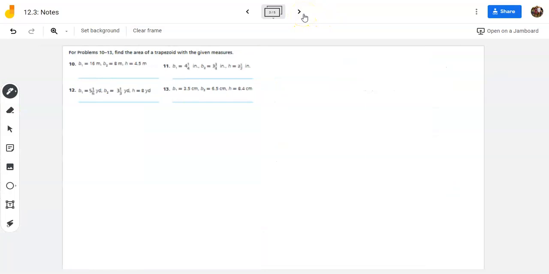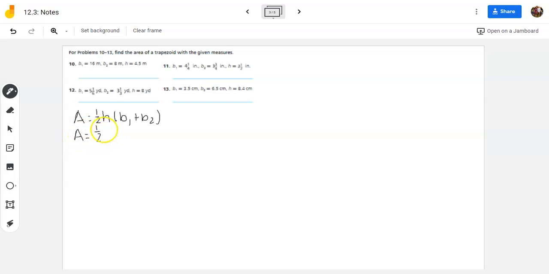Let's look at the bottom. I'm going to focus on a couple of these because I have a lot of space to show my work here. They already tell you what B1 and B2 and H equals on 10. So we have A equals 1/2 H, and then B1 plus B2. I hope you are tired of writing the formula already. I'm going to keep making you write it though so you can remember it.